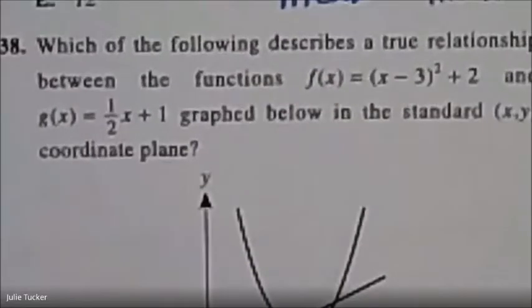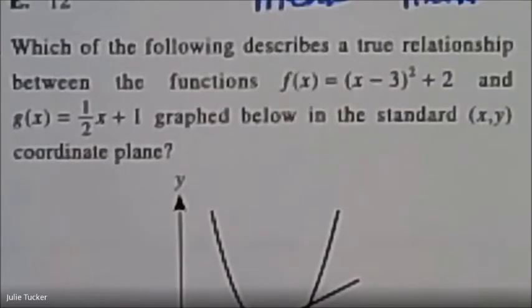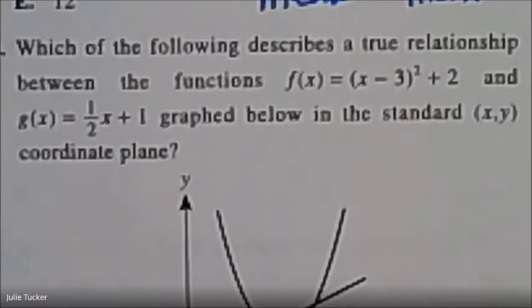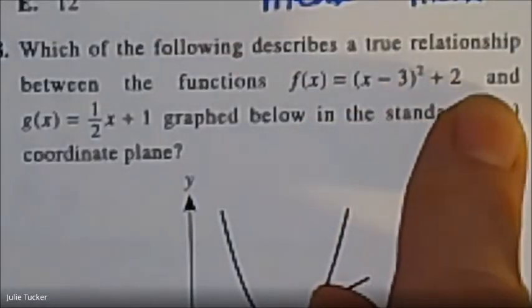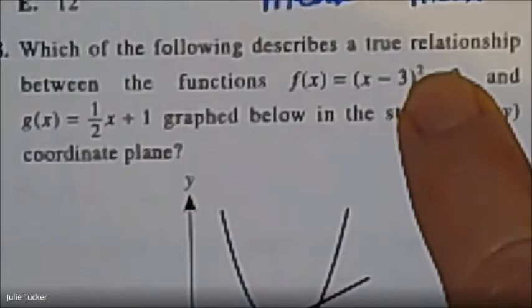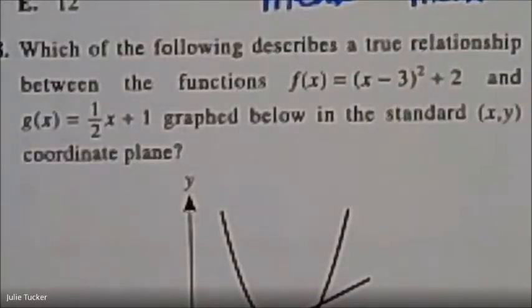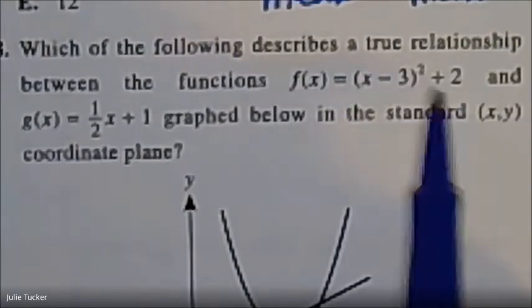Number 38. Which of the following describes a true relationship between the functions f of x equals (x minus 3) squared plus 2? Before I say anything else, what kind of function is it if it has an exponent of 2? Do you remember? Quadratic. This is a vertex form for a quadratic.